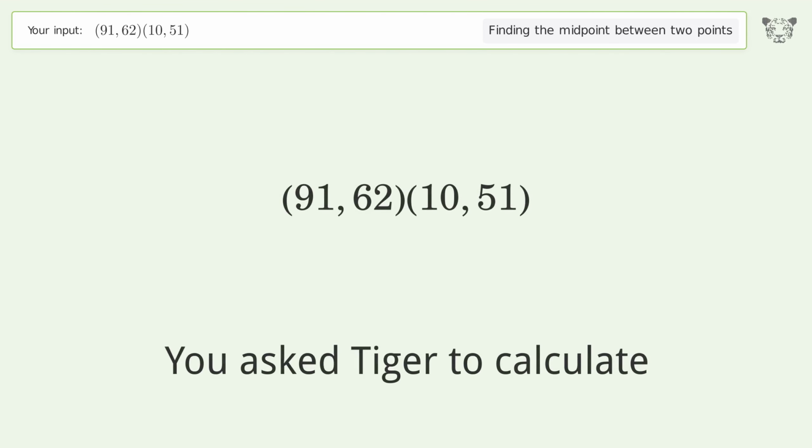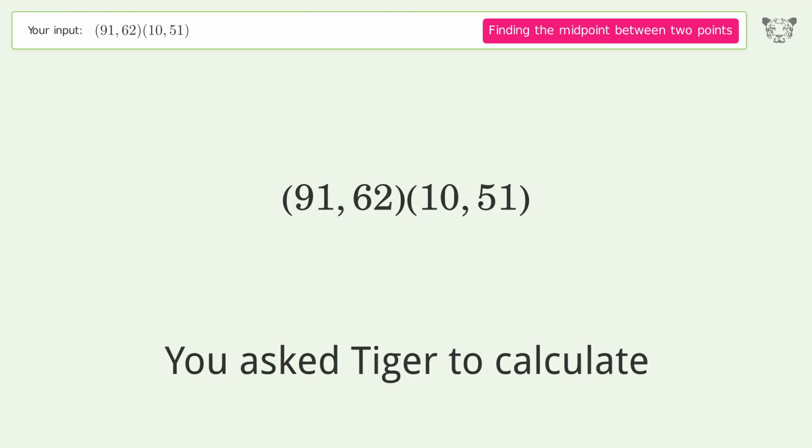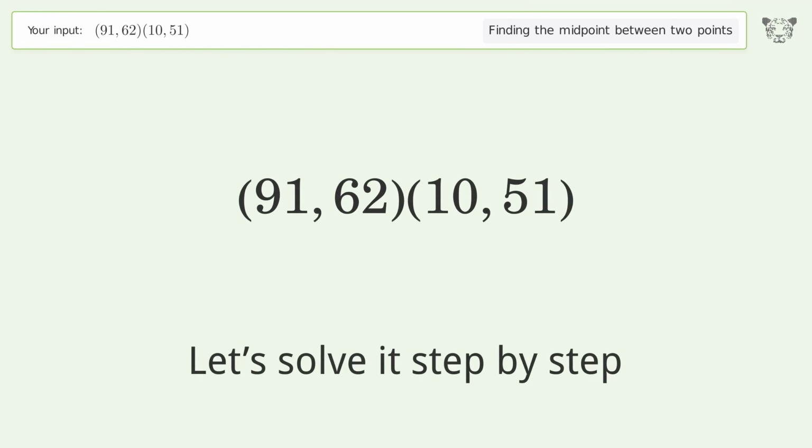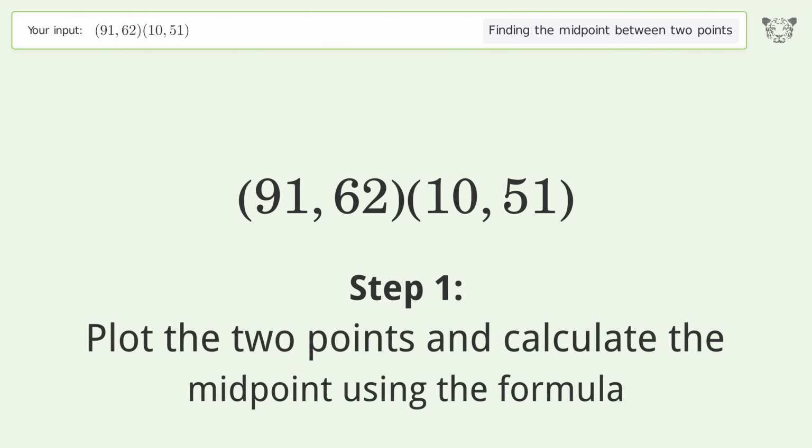You ask Tiger to calculate. This deals with finding the midpoint between 2 points. The midpoint between the 2 points is 50.5, 56.5. Let's solve it step by step. Plot the 2 points and calculate the midpoint using the formula.